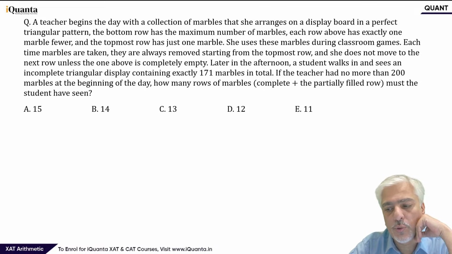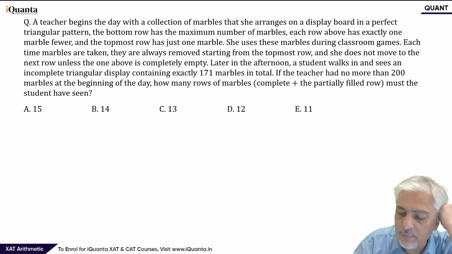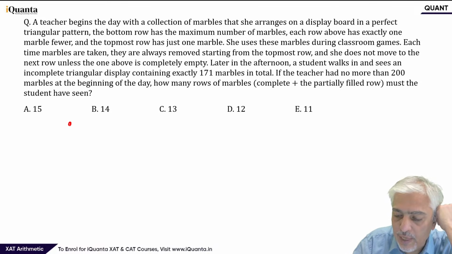Okay, let's start with this question. So basically, on the top, I will have one marble. उसके नीचे दो marble. उसके नीचे तीन. Then 4, 5, and so on.